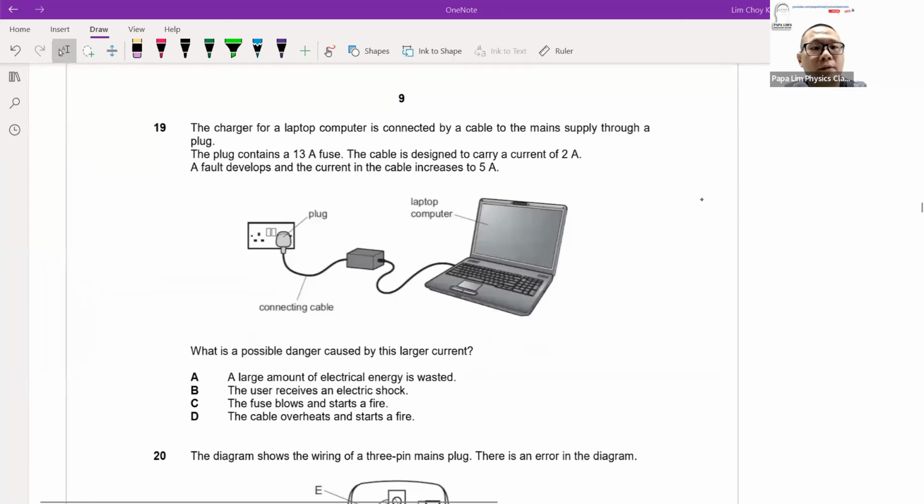Okay, question 19. Things to take note of: I have a 30 amp fuse, and the ideal or working current is actually 2 amp. So when the fault occurs, the current increases to 5 amp. It's an overcurrent here, definitely a fault.